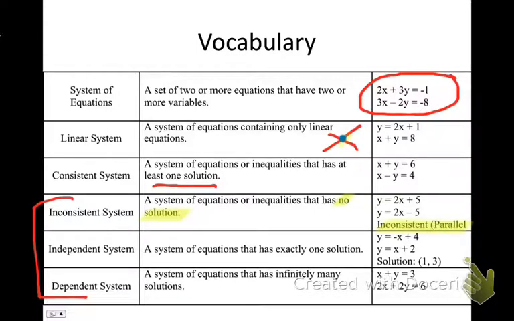An independent system is a system of equations that has exactly one solution, so one solution. And then a dependent system is a system of equations that has infinitely many solutions. Really, a dependent system would be the exact same line. So you have one line, the other line would fall right on top of it. That's what gets you the infinitely many solutions.